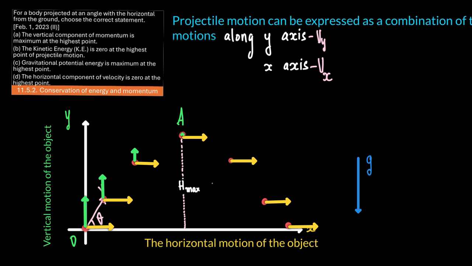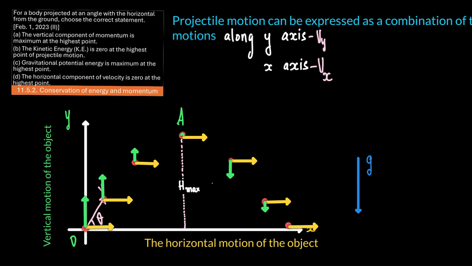Now, after A, the acceleration due to gravity pulls the object towards it. Therefore, it results in an increase in velocity, and you can see that the magnitude of the vector is the same, the only difference being the direction.